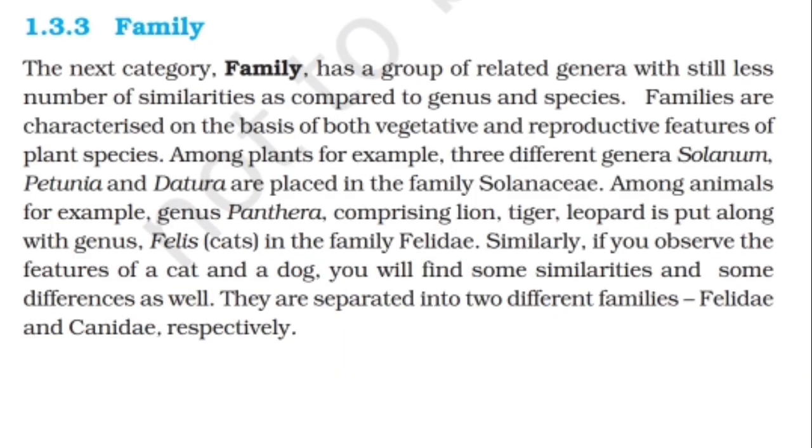1.3.3 Family. The next category, family, has a group of related genera with still fewer similarities as compared to genus and species. Families are characterized on the basis of both vegetative and reproductive features of plant species. Among plants, for example, three different genera Solanum, Petunia and Datura are placed in the family Solanaceae. Among animals, for example, genus Panthera comprising lion, tiger, leopard is put along with genus Felis (cat) in the family Felidae.